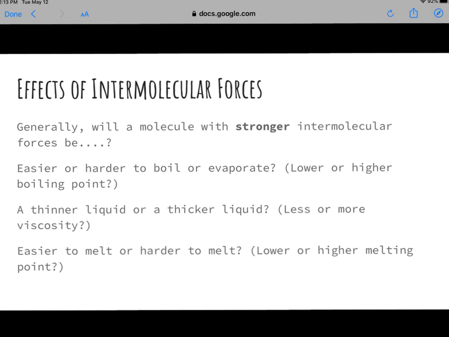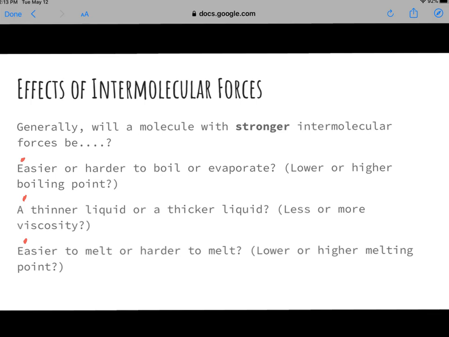So why do intermolecular forces matter? The intermolecular forces present in a molecule really affect the properties of that molecule a lot. They affect how easy it is to boil or evaporate some of that molecule. They affect how thick or thin that molecule is as a liquid. And they also affect how easy it is to melt that molecule. So you can try to guess what the effects are on each of them. You can pause if you want, but I'm going to go through them now.